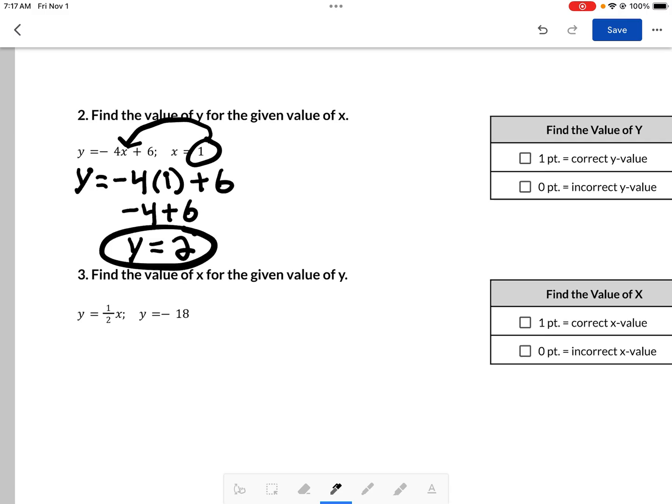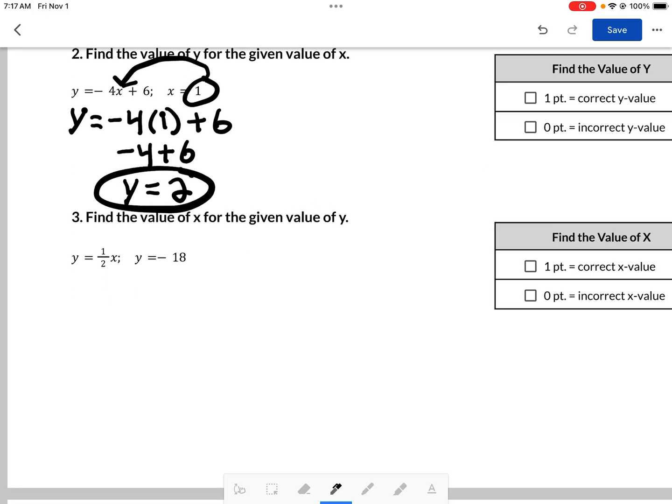For number 3, we have to be careful because this time we're switching it. Instead of finding the value for Y, we're finding the value for X. So instead of putting this -18 in for X, we're going to actually plug it in for our output of Y. So this is going to be -18 equals 1/2 X.